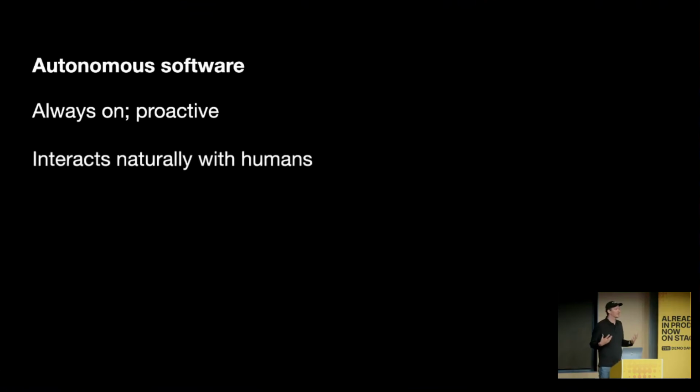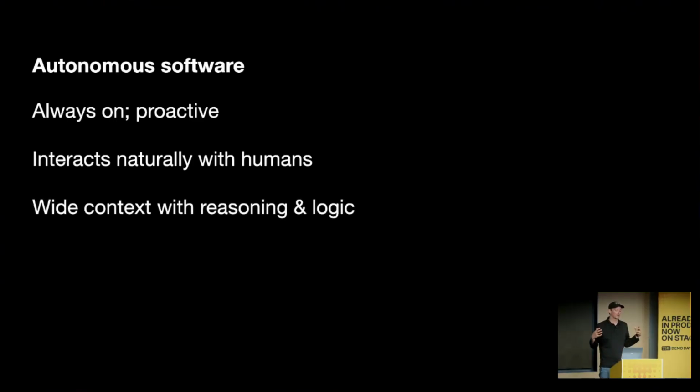Second, it interacts naturally with humans. It has this natural interface. I mentioned language. It's a big piece of it. But it comes to us on our terms. It connects with us in the ways that we experience the world, not in ones and zeros, but in images and sound. It has a wide context and reasoning logic, so it can do a lot of stuff. It's generalizable. So autonomous software can be put in a lot of different environments that aren't constrained or aren't controlled.